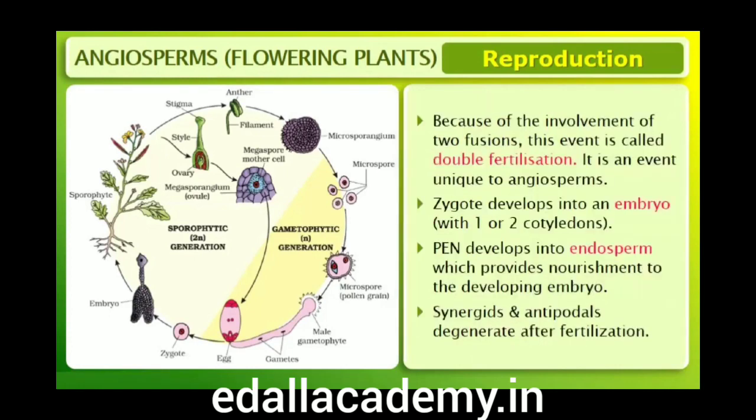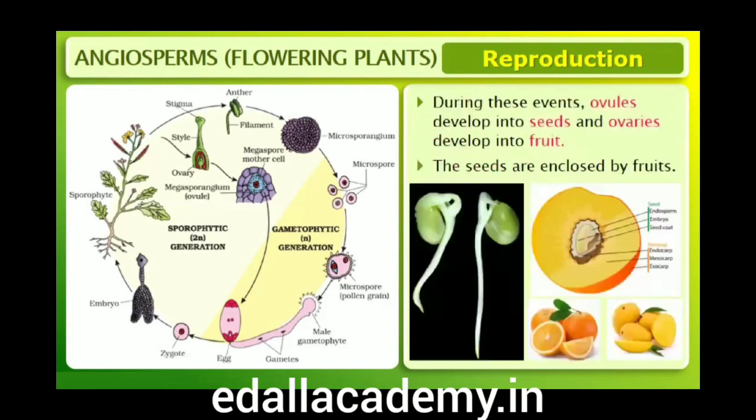Because of the involvement of 2 fusions, this event is termed as double fertilization, an event unique to angiosperms. The zygote develops into an embryo, with 1 or 2 cotyledons, and the PEN develops into endosperm which provides nourishment to the developing embryo. The synergids and antipodals degenerate after fertilization. During these events the ovules develop into seeds and the ovaries develop into fruit.